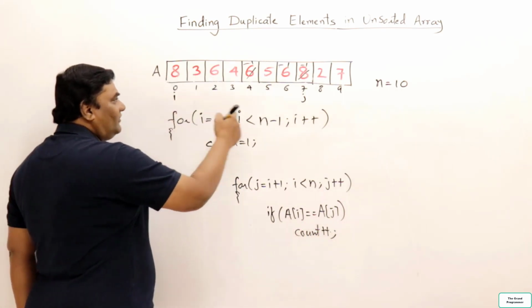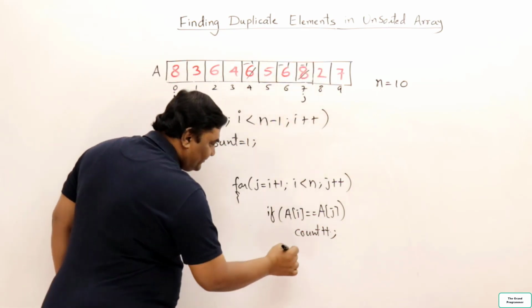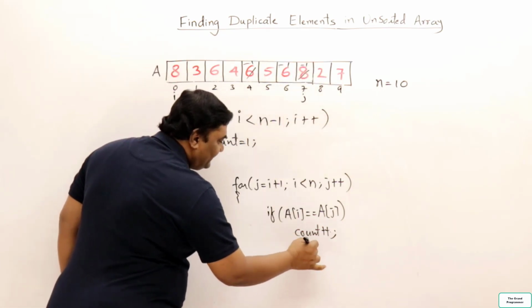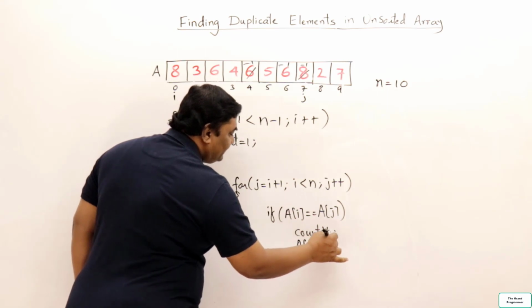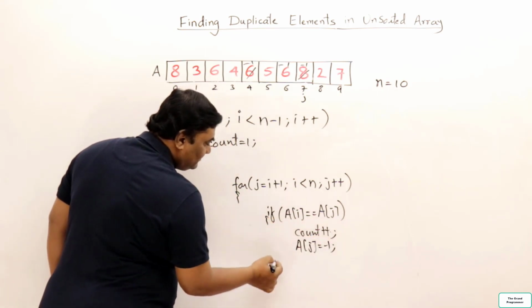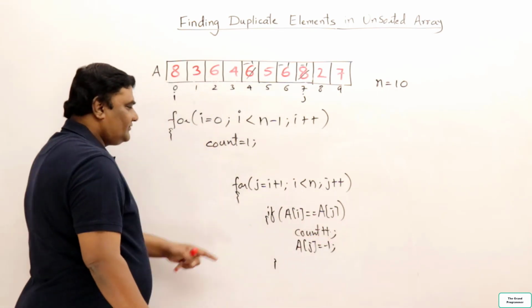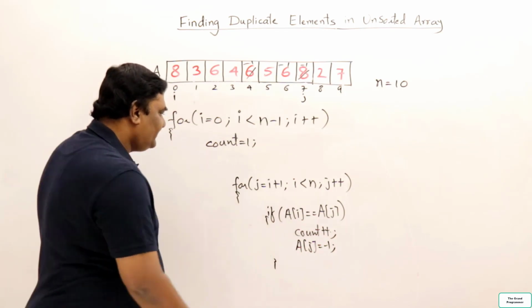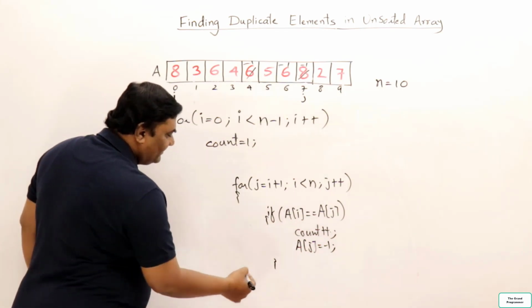Then, as I said, also I should mark this as minus 1. So at a of j, I should make it minus 1. So count plus plus, a of j minus 1. Then end of this loop.